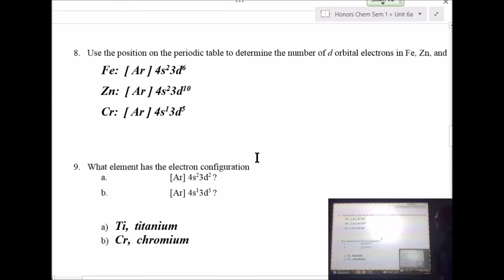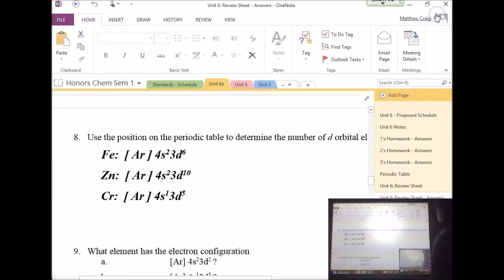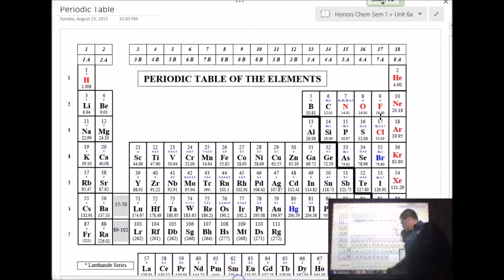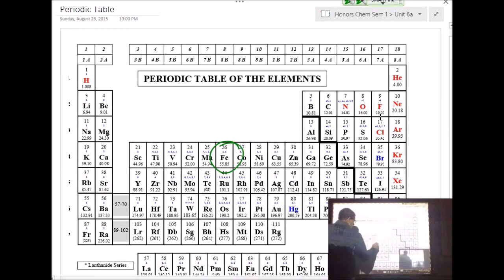All right, number 8, use the position on a periodic table to determine the number of d orbital electrons. And again, don't forget, from this point forward, or actually from a couple days ago, if we can fill up the d orbitals all the way or halfway, we're going to move electrons from the s to the d. So for iron, let's look at iron real quick. Iron is right here.